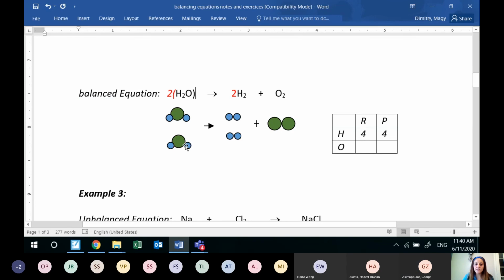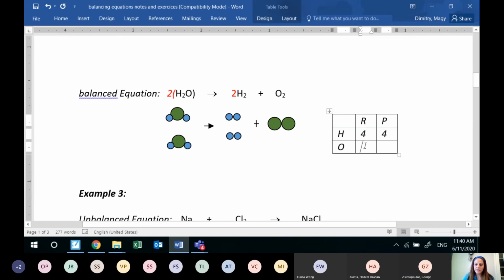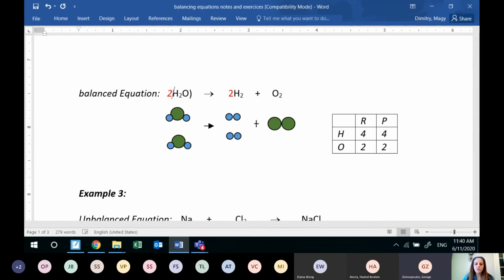2 big green circles. And how many on the right, George? 2. 2 also. So yeah, this is a balanced equation. The answer is 2, 2, and 1. Okay. You could put the 1. You don't have to. Most scientists don't. But if you want to, you could.